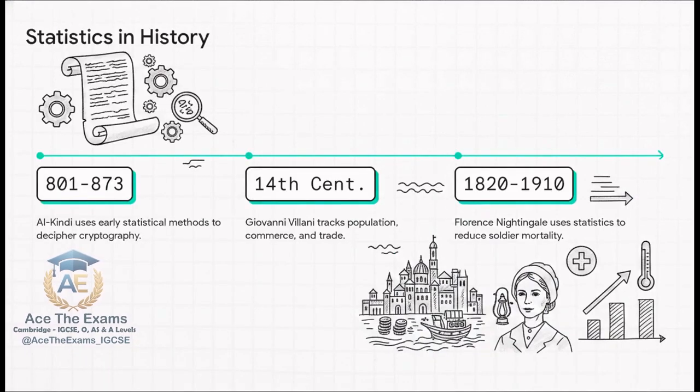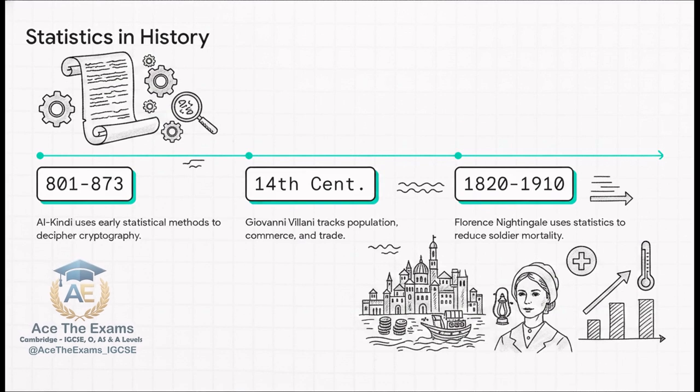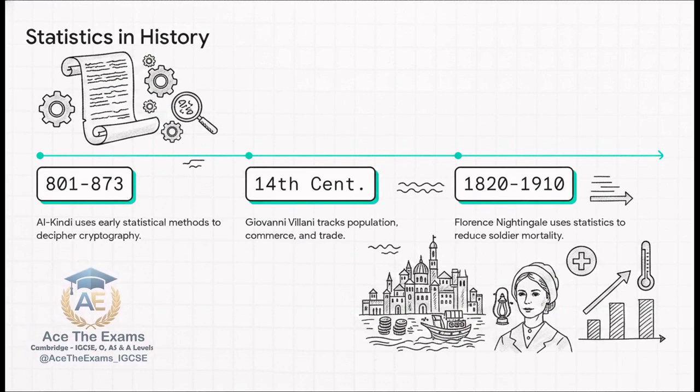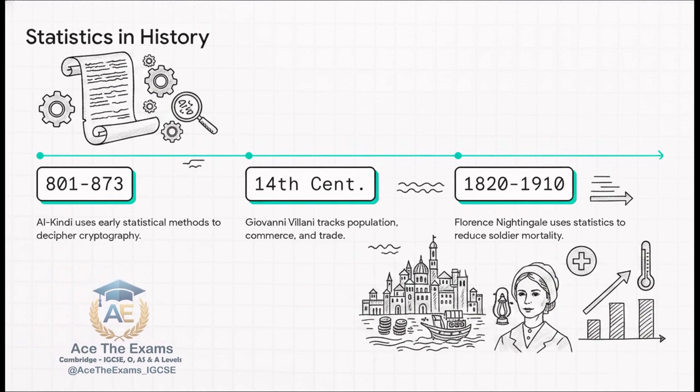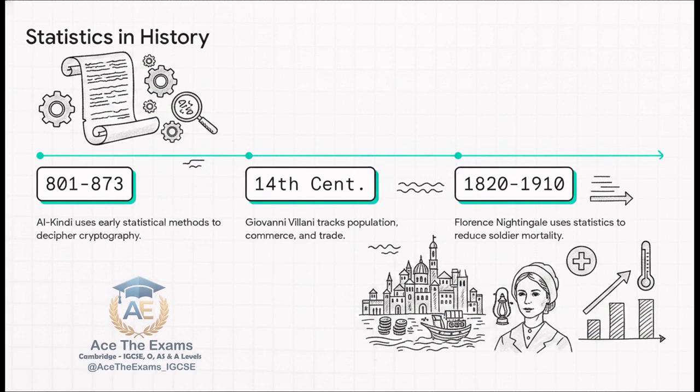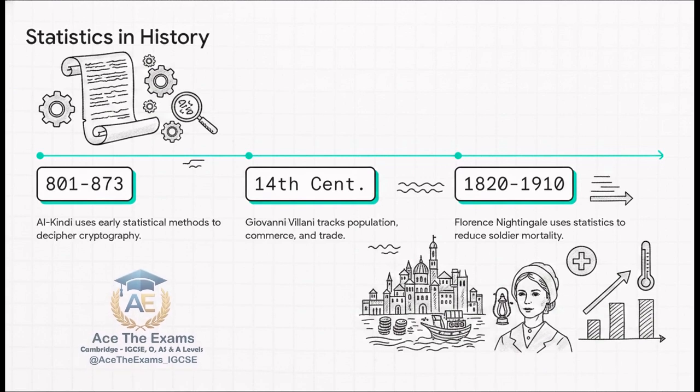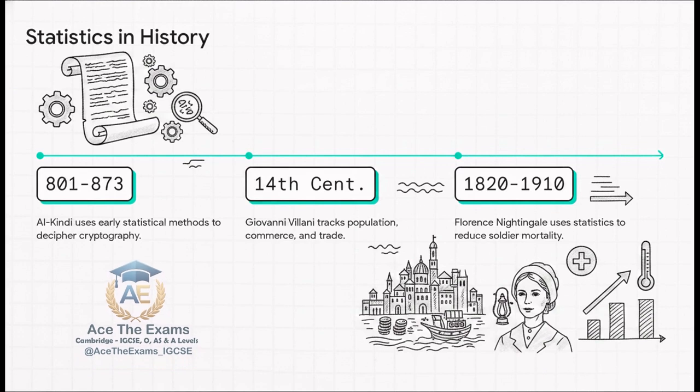Now, to really understand the power of this code, we have to look at the stakes. And historically speaking, the stakes have been incredibly high. Statistics have literally shaped human history. Just look back at the 9th century. The Arab philosopher Al-Kindi used early statistical methods to decipher encrypted cryptographic messages. He was literally cracking codes.